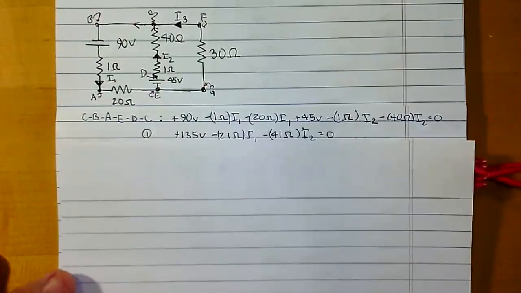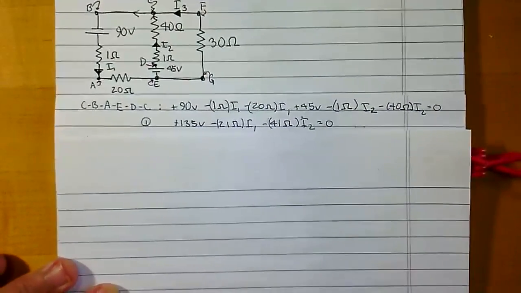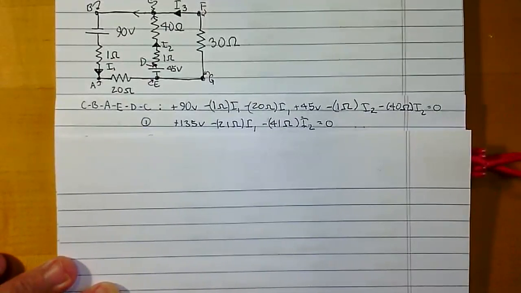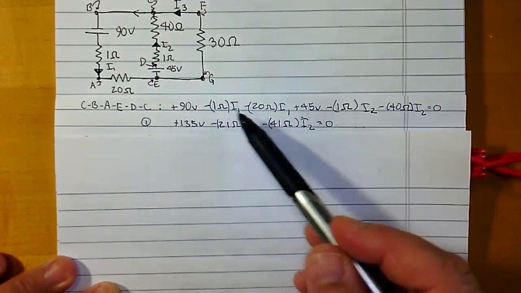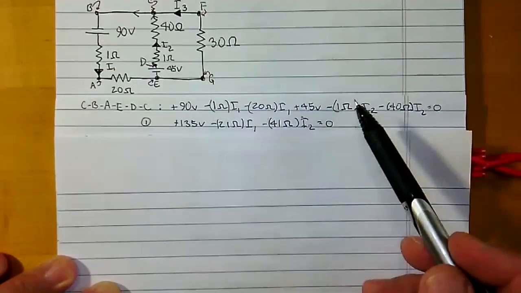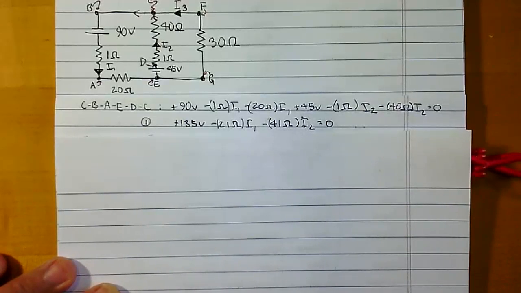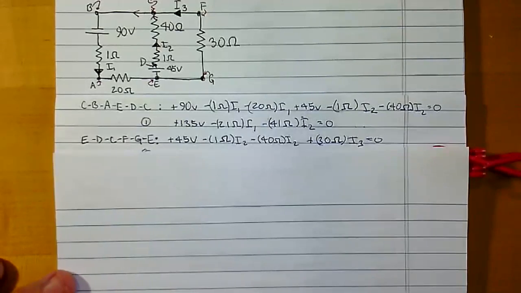So I can combine like terms, and I get what I now call equation 1. It's basically the same as the other one, just with the like terms combined: minus 1, minus 20, so that's minus 21 I1, and minus 1 and minus 40, making that minus 41 I2. Now I'm going to go through a different loop.